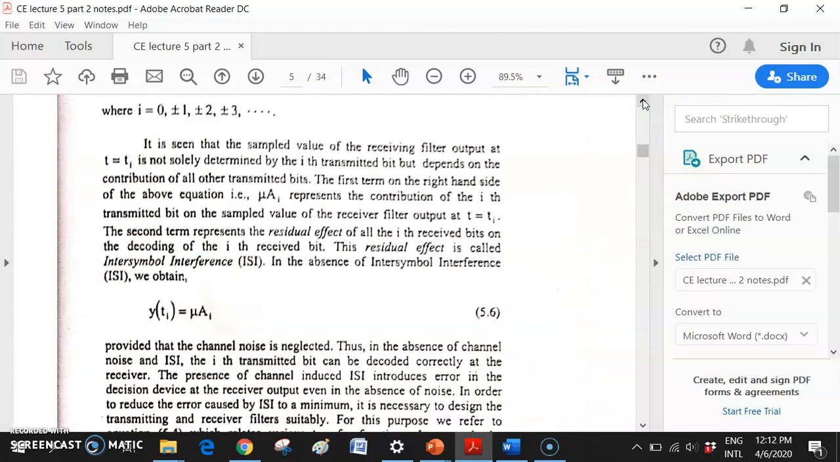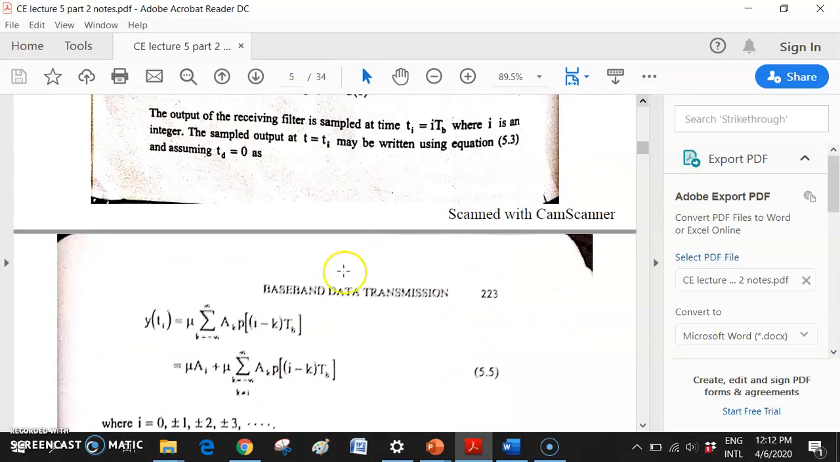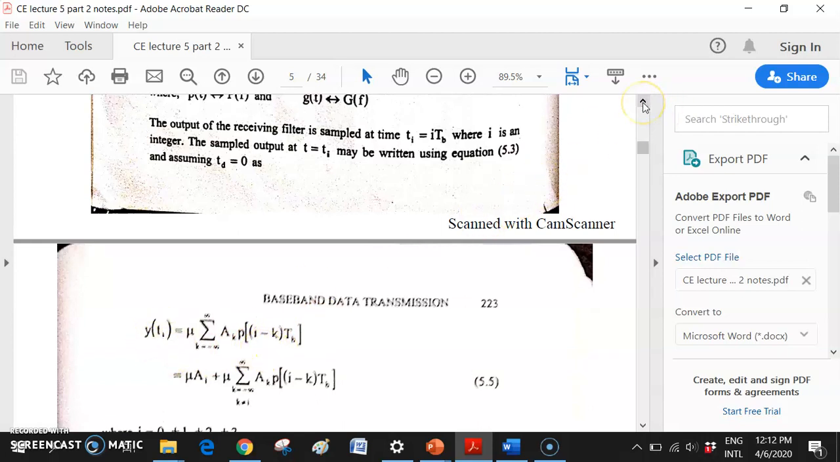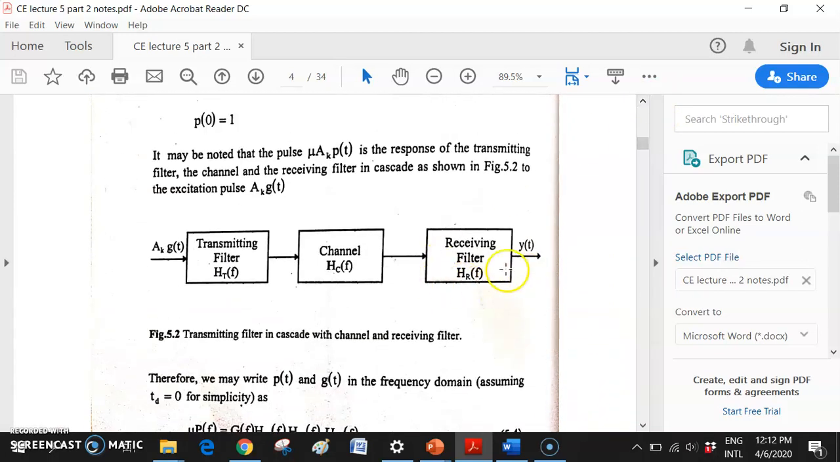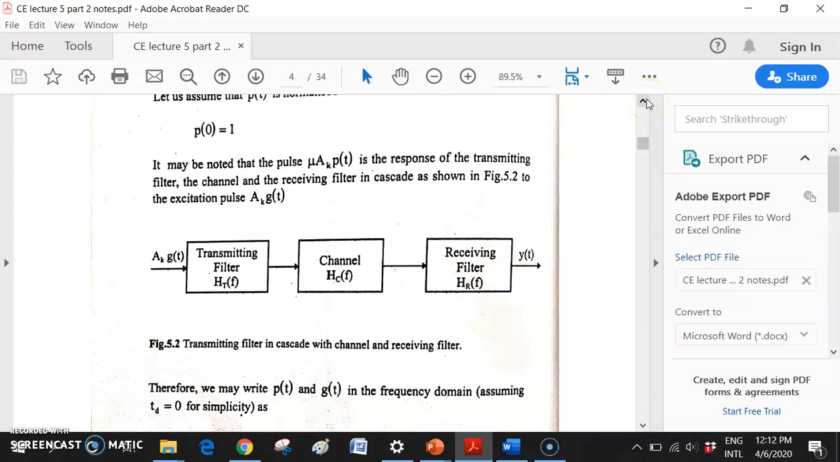What is the P function? Let us have a look at that. This is the P function. It is on the input side of the receiver, not the output side. It is the input side, YT. If we go back here, YT is the receiving filter output.